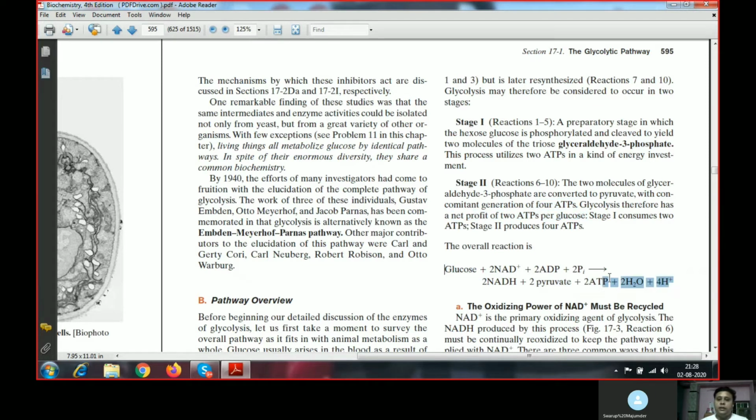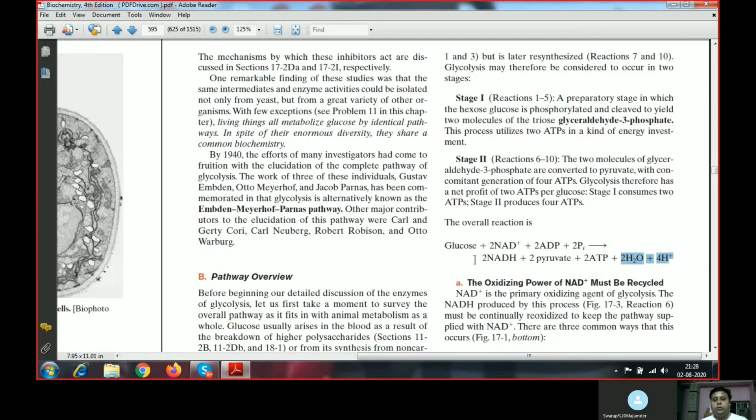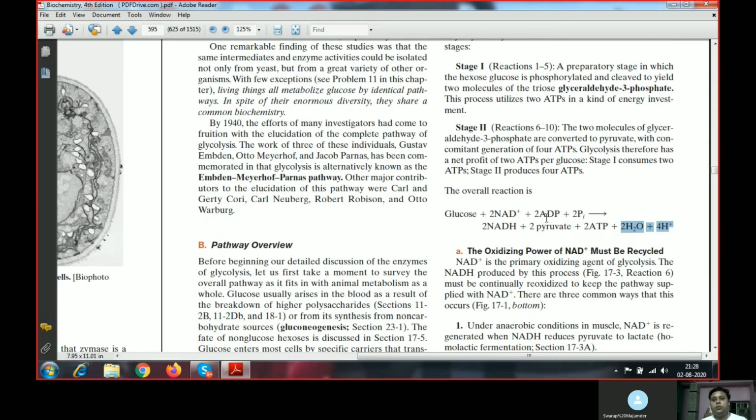So this is the overall reaction. We are using glucose, 2 NAD plus, 2 ATP, 2 Pi. Then we are generating 2 pyruvate, 2 NADH, 4 ATP, 2 H2O and 4 H plus. The 2 water and 4 H plus are not important. But the important part is glucose plus 2 NAD plus, 2 ATP, 2 Pi equals 2 NADH plus 2 ATP plus 2 pyruvate. This is the important part.